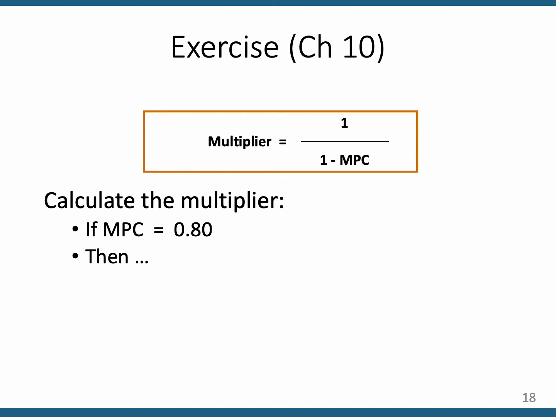Here's another one. If the marginal propensity to consume is 0.8, as a fraction that will be 4/5, right? What is the marginal propensity to save? 1/5. So the multiplier then is 1 over 1/5 or 5.